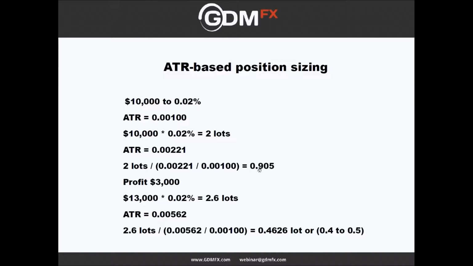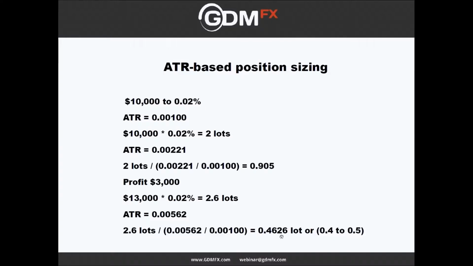Therefore, you have your 0.905 lots. However, let's continue with the example. In this position, for example, you win about $3,000, then your account balance is 13,000. Then the same method shows you, with this particular balance, what your lot size should be. You see, every time the lot size increases. Here you had 2 lots, now you have 2.6.